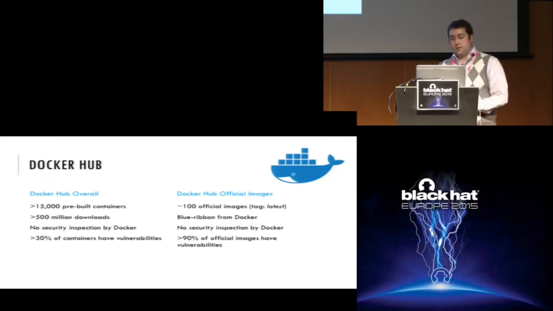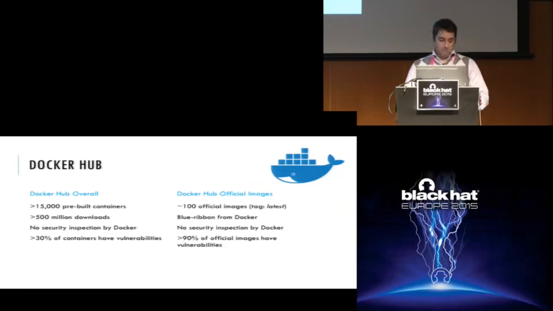And then this is just a bit on Docker Hub and why we think this relates to the Google Play issue. So Docker Hub overall is something like 15,000 pre-built containers. You can just go get a container for Ubuntu, for MySQL, whatever you can possibly think of that runs on Linux. I think when I built this slide, it had 500 million downloads or something like that. I think they're already over 1 billion. They don't do any security inspection of any kind. Don't check for malware, don't check for vulnerabilities, don't check anything.